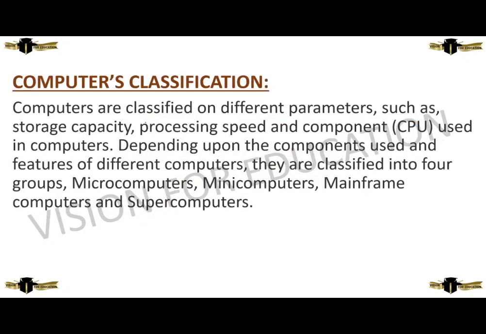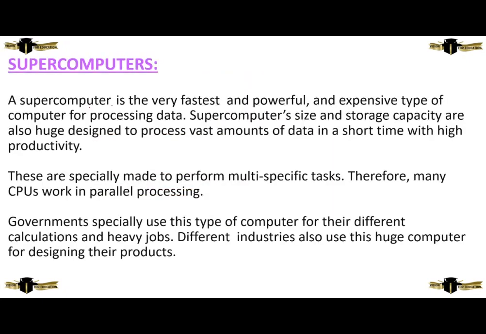Computer classification is basically done on different parameters such as storage capacity, processing speed, and components used in the computer. Depending upon the components used and the different features of the computer, they are classified into different groups. That is microcomputer, minicomputer, mainframe computer, and supercomputer. Let's see what a supercomputer is.